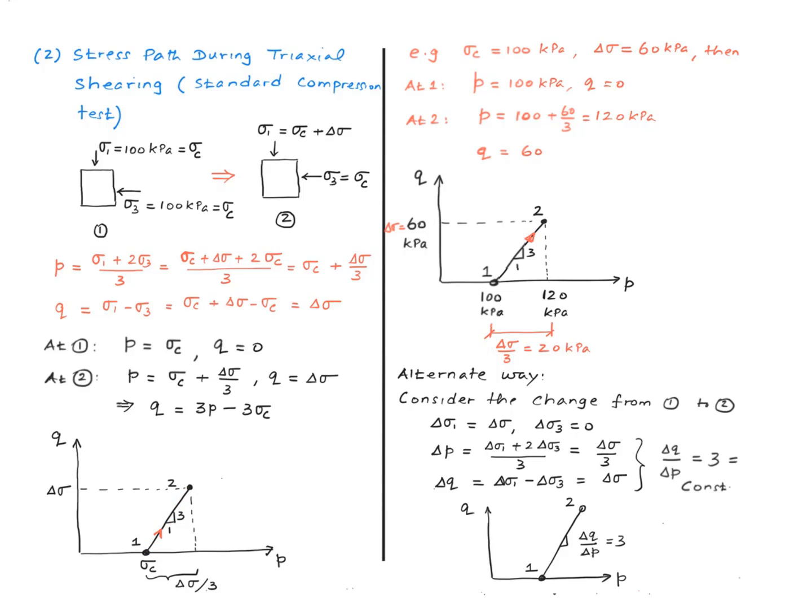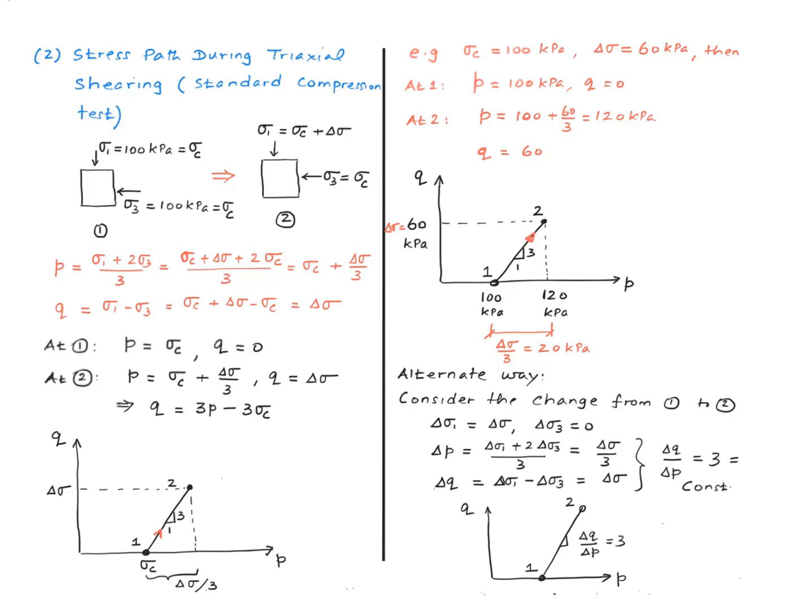And I could have done that in a slightly different way, which I call here the alternate way. What you do is you consider the changes in stresses from state 1 to state 2. So you can see delta sigma 1 changes only by this much, delta sigma, all right? Delta sigma 3, which is the change in sigma 3, is 0. Sigma 3 does not change, right? And therefore that is 0. So now you put these two expressions in the definitions of P and Q in order to get delta P and delta Q, we get these.